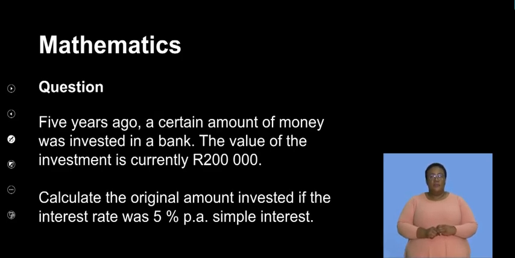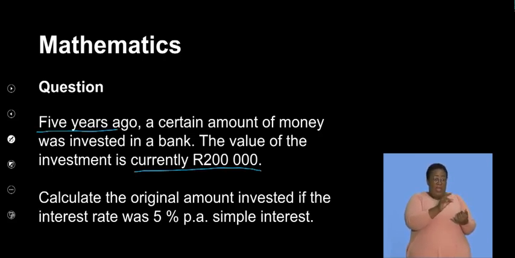All right, so following those keywords, let's just try and look at a question and see exactly what this means. Now, 5 years ago, a certain amount of money was invested in a bank. The value of the investment is currently sitting on 200,000, right? So this was 5 years ago.